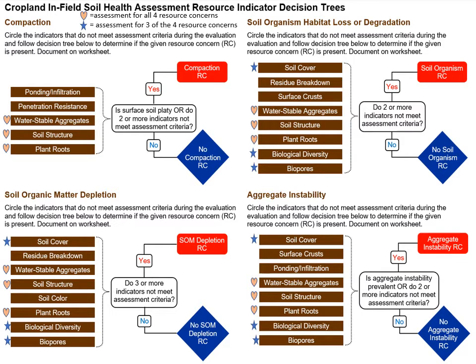Those 4 assessments can be done really quickly, and they kind of help you get a good feel for the site. And if you look at the assessments there for at least 2 or for at least 3 of the assessments, the soil organism habitat loss and degradation, organic matter depletion, and aggregate instability, those first 4 assessments actually can feed into 2 responses. And if you notice, soil organism habitat loss or degradation and aggregate instability, ask if 2 or more indicators are not meeting assessment criteria. So you can get a lot of work done and quite a bit of evaluation completed by just spending some quality time on those surface indicators.